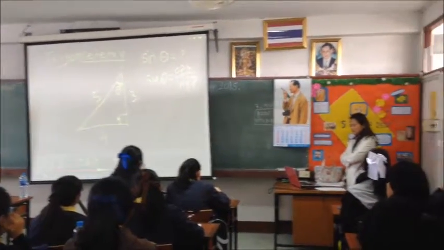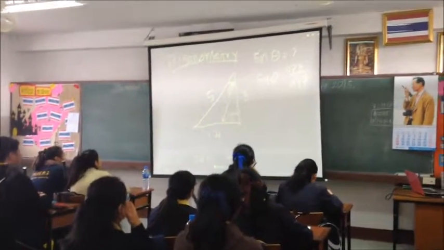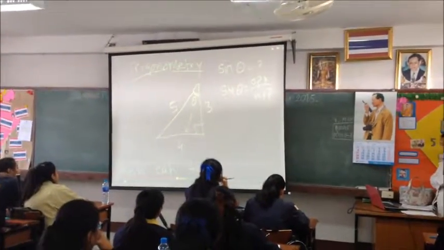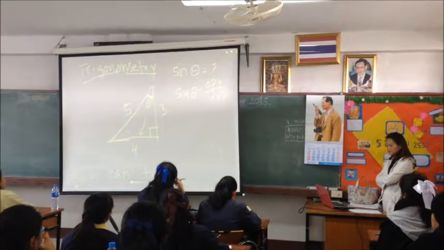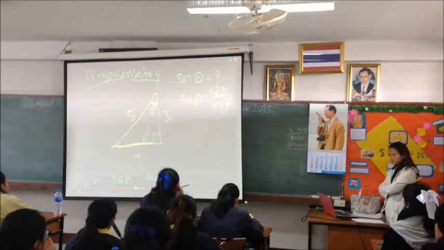Well, if we just go opposite the angle, let's go here. The opposite side is 4. Is this length of 4? So this side is the opposite.